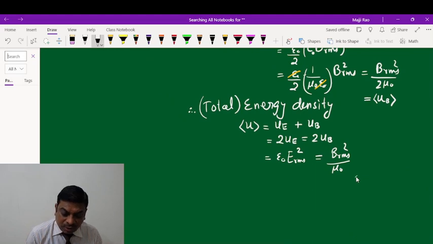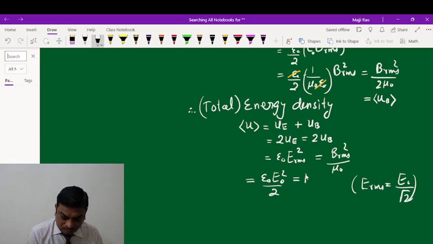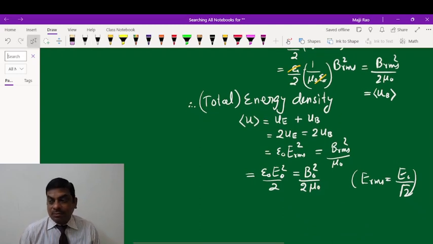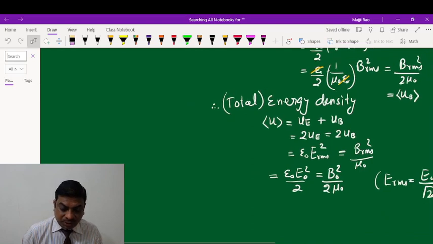Okay, students. Now we know that E_RMS is peak value by root 2. So substituting this, we can write E_RMS square as E naught square by 2. Similarly, B_RMS square can be written as B naught square by 2. Okay, students. That's all, students, in this video.